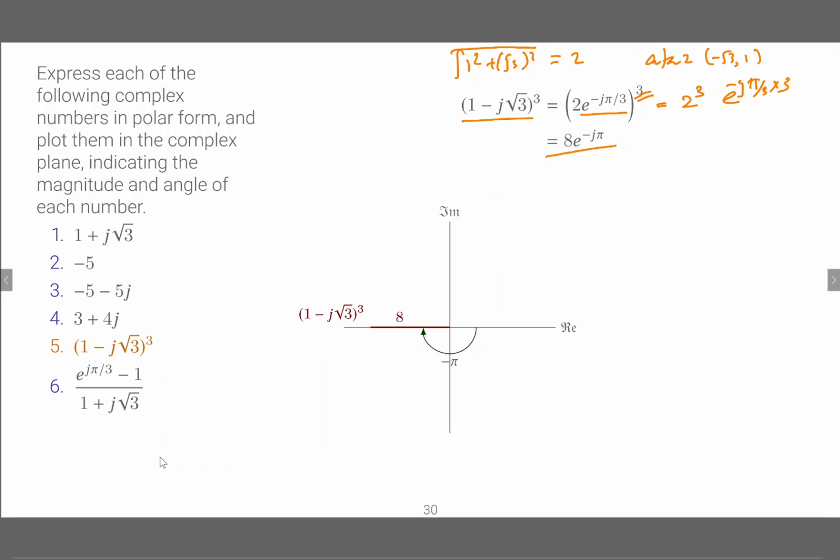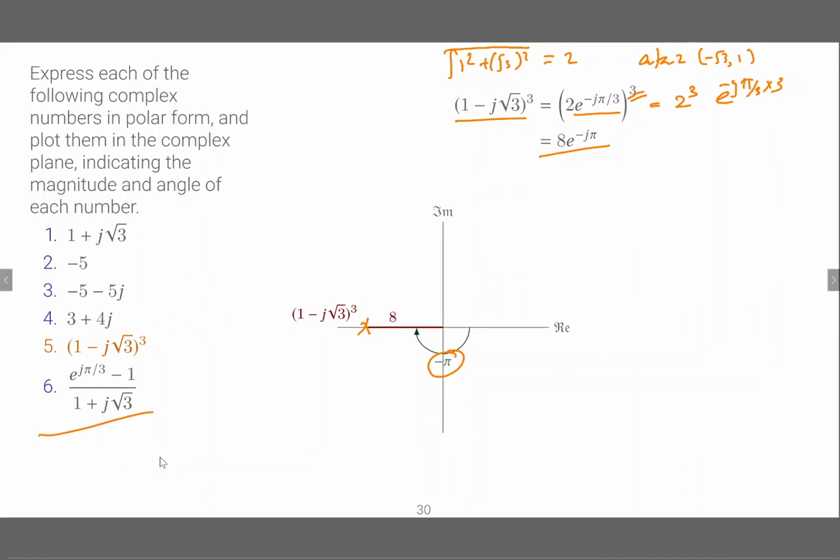So you can see we have marked it over there, and this angle is minus pi. So this is very convenient when you do it in polar form. So take this as a homework and do it by yourselves.